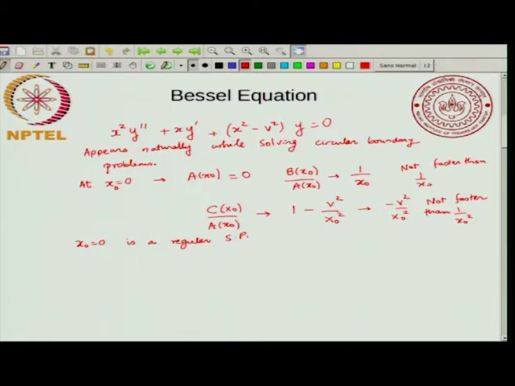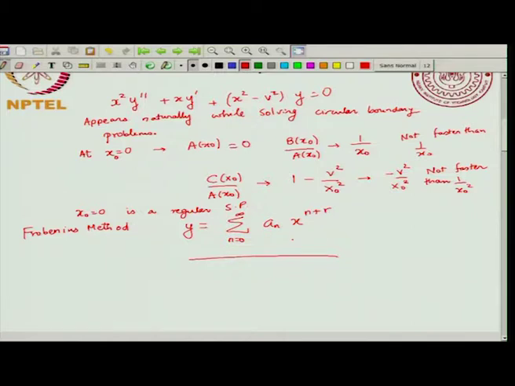Okay. If it is a regular singular point, then I can write my solution. Okay. So, I can use Frobenius method and write y is equal to sum over n equal to 0 to infinity a n x raised to n plus r. Okay. So, I can write this as a solution. Okay. Now, once you write this as a solution, then you can go ahead and take the first derivative and the second derivative and then substitute in that equation. Okay. So, let us do that.